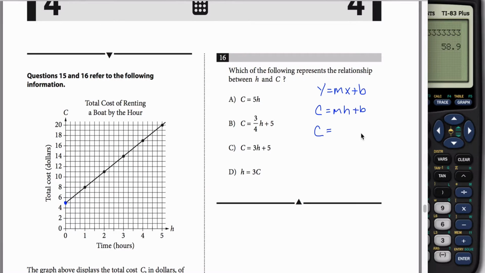So my value of b is just a 5. And my value of m, that's my slope. How much do I go up every time I take one step to the right? The answer to that question is 3. So the equation of this line is c equals 3h plus 5. Look for that over here. There it is. That's my answer.